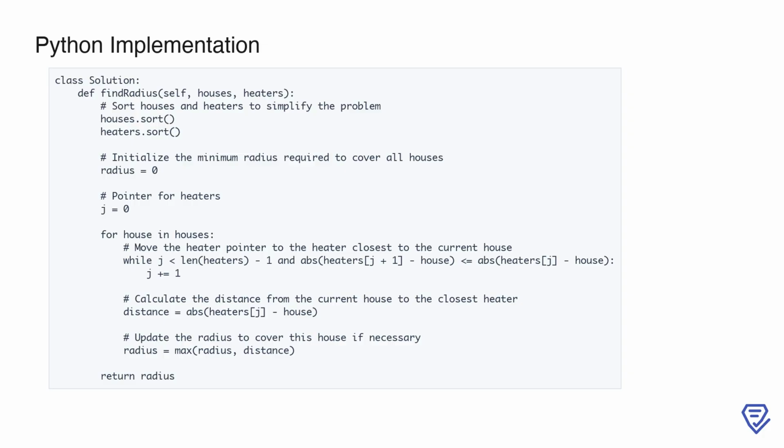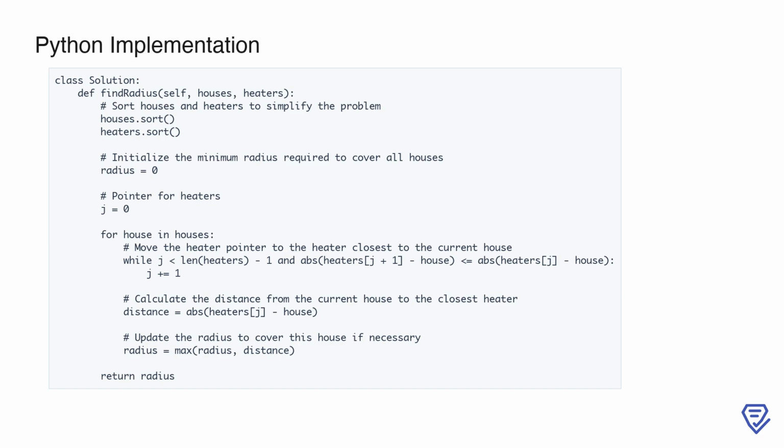A pointer j is used to keep track of the current heater being considered. This allows us to efficiently find the closest heater for each house. 4. Iterating through houses. For each house, the algorithm adjusts the pointer j to ensure the closest heater is considered. The condition in the while loop ensures that the pointer moves to the next heater only if it is closer to the current house than the previous heater.